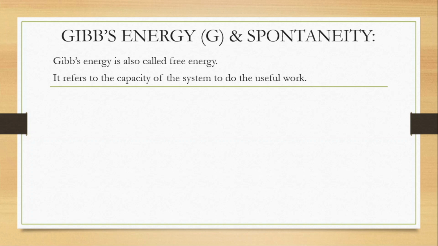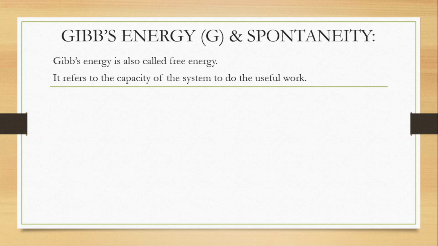So Gibbs energy, or Gibbs free energy, we are going to use, and Gibbs energy is one such thermodynamic function which helps in the development of the criteria of spontaneity or feasibility of the process. So it is going to help us in determining the spontaneity. So what are the conditions? How we are going to explain the spontaneity, we shall see further.